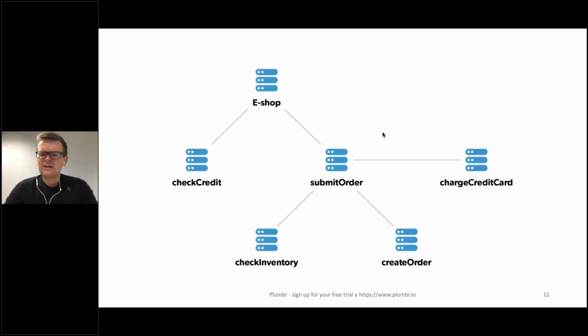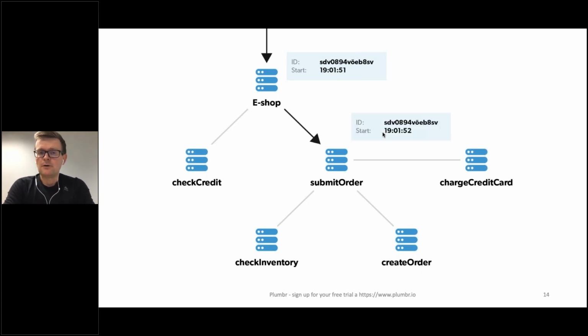So what goes on with these UUIDs that get generated? Let's assume a request arrives into an eShop. This particular request gets assigned a UUID that's visible on the screen, and the start of this trace is registered. As seen, it started after 7 p.m. Now this UUID gets passed along to the downstream node, in this case, a submit order node. The submit order node receiving this doesn't start a new trace because it found the UUID already coming in from the upstream and just joins this existing trace.